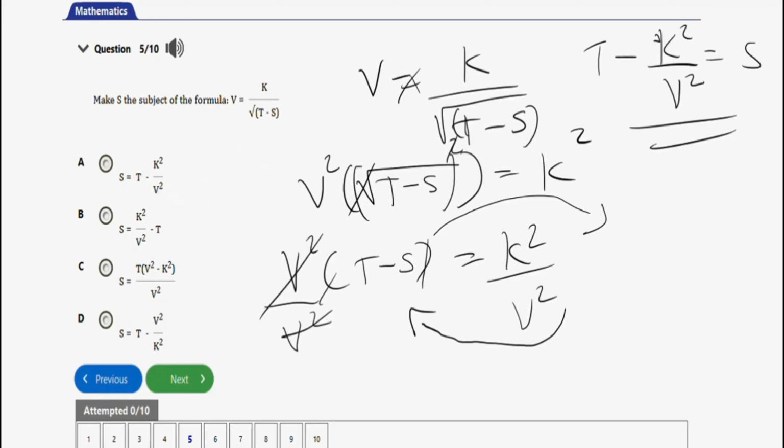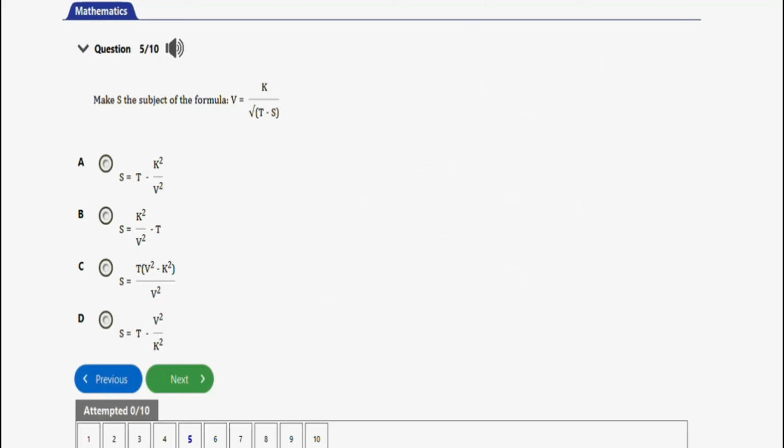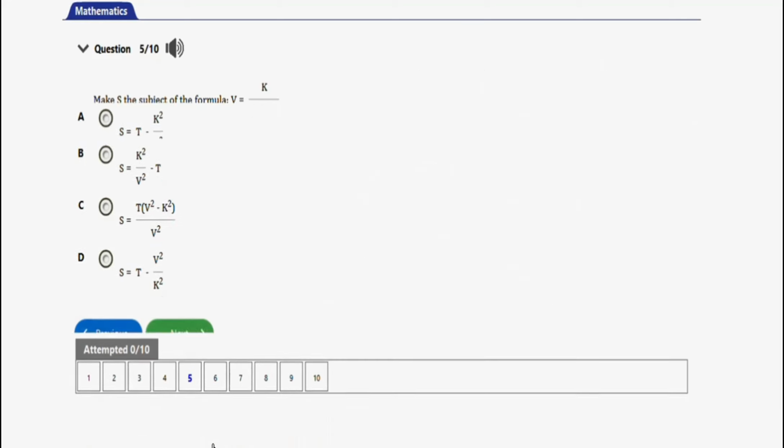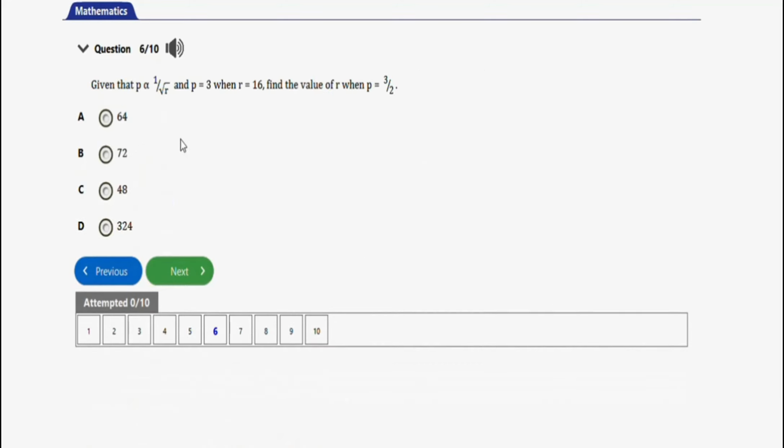Let's wipe this now and solve the next repeated question. So the next repeated question will be this one. It says, given that p varies inversely as the square root of r and p equals 3 when r is 16, find the value of r when p equals 3 over 2.